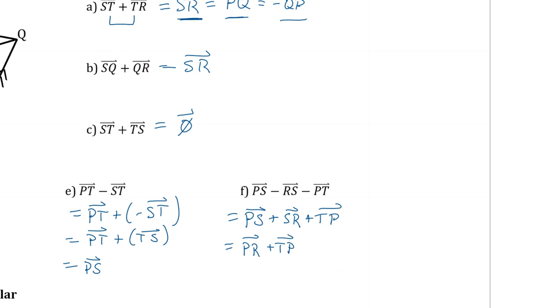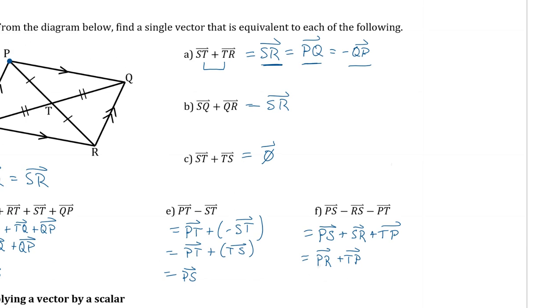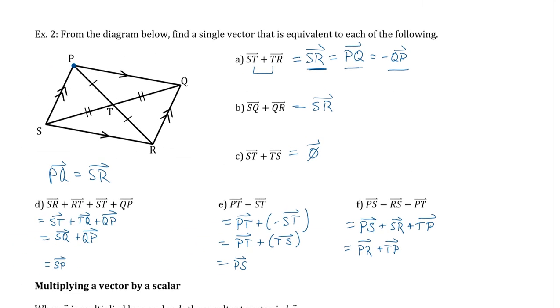What's another way I could write TP? Let's take a look here. So I've gone from P to R, and then I'm adding TP, but TP looks like the same as RT. Those are equal. So I could also write this as equal PR plus RT.